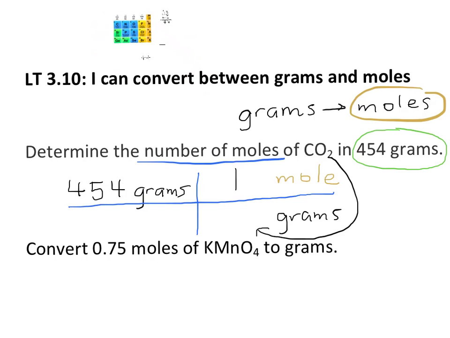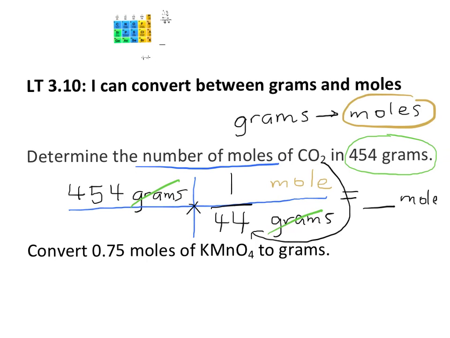So now we need to multiply across. And this is going to work out great. If we look closely, the units grams and grams are going to cancel, and we're just going to be left with moles. So now since you're multiplying 454 times 1 over 44, it's the same thing as dividing. And if you divide 454 by 44, you would get 10.3 moles.